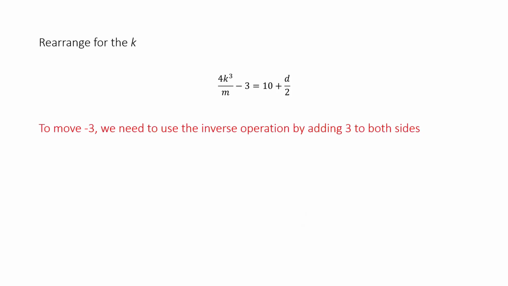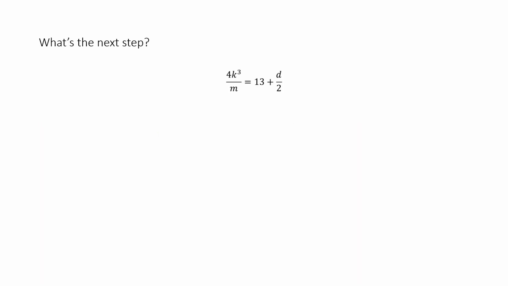So how do I move the minus 3? The opposite operation of minus 3 is positive 3. So I would do that on both sides. And after that, the minus 3 is gone from the left side, and then I add it to the 10 to make 13 on the right side. So what is the next step?